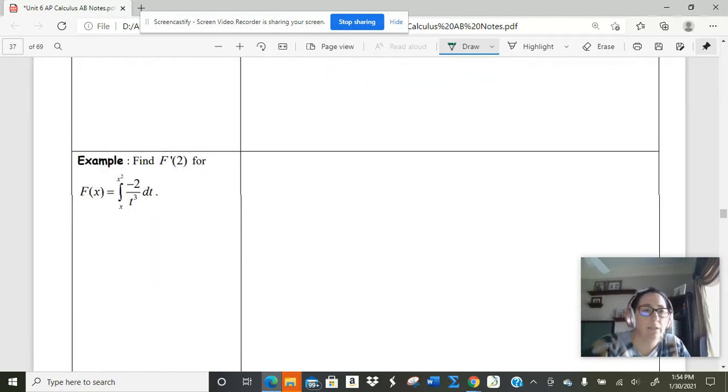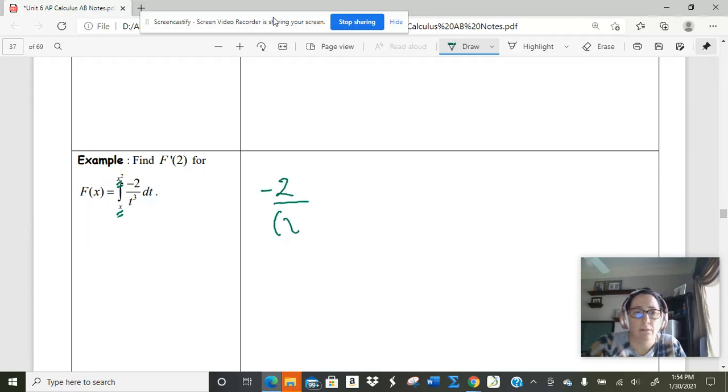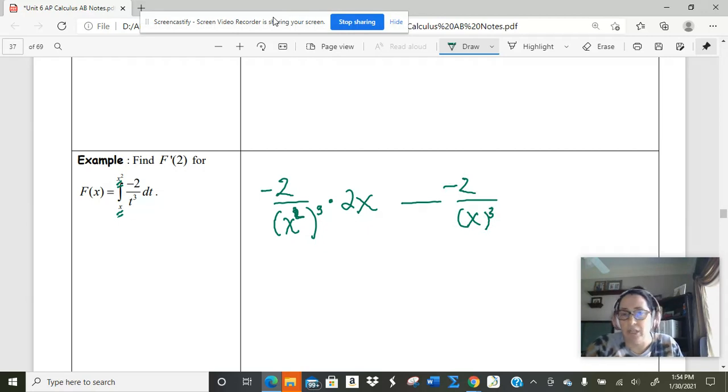Okay, let's look at the next one. Now I have a bound on both ends. So I'm going to go ahead and plug in this one, oops, squared to the third, with my chain rule, minus, plug in this bound, and I don't have a chain rule, that's just a 1 for the derivative of x, and then we can clean it up.